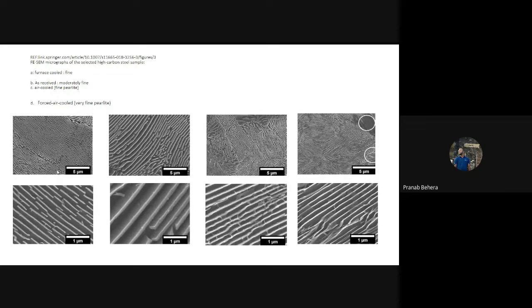Anyways. So can you figure out the difference here? Can anybody tell me what the difference is here? Compare all the images and tell me what difference you are getting from these images. Grain size. First tell me what are these. These are all pearlites or not? Yes, pearlite. Right? All are pearlite structures. But what is the difference here?